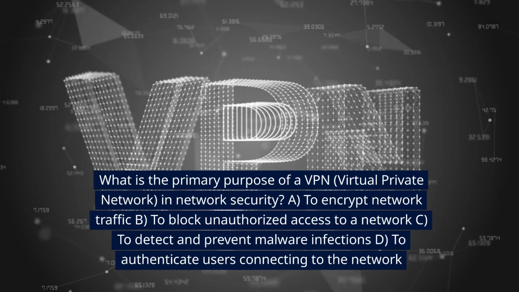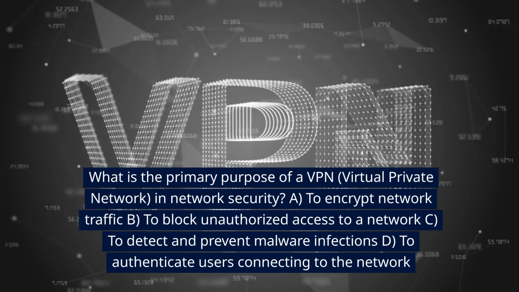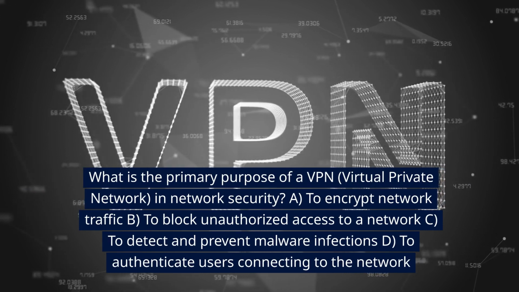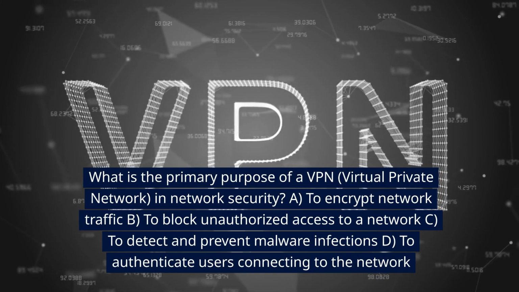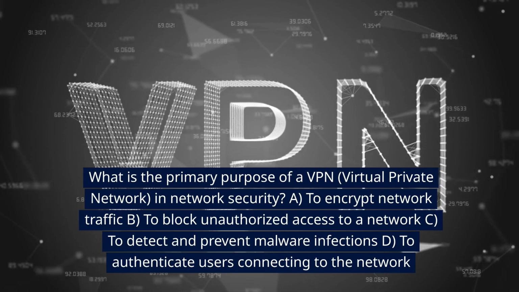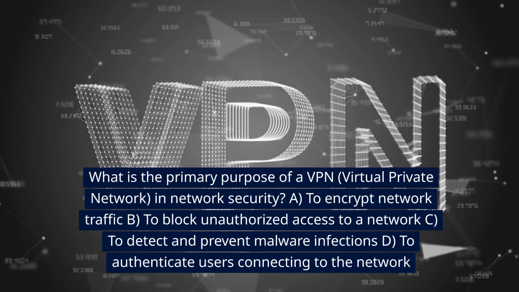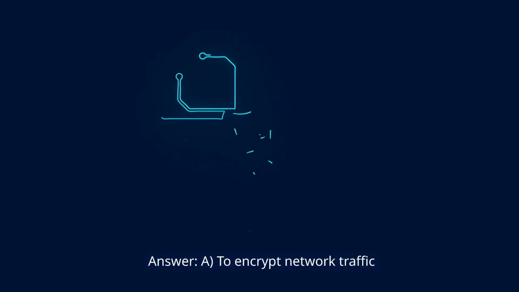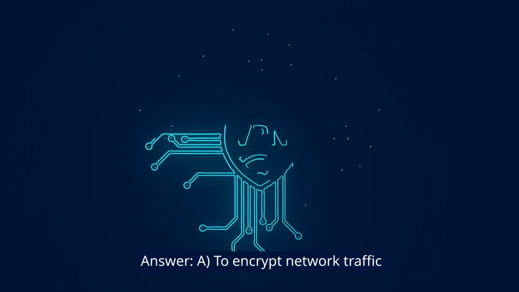RBAC. What is the primary purpose of a VPN, virtual private network, in network security? A. To encrypt network traffic. B. To block unauthorized access to a network. C. To detect and prevent malware infections. D. To authenticate users connecting to the network. Answer: A. To encrypt network traffic.